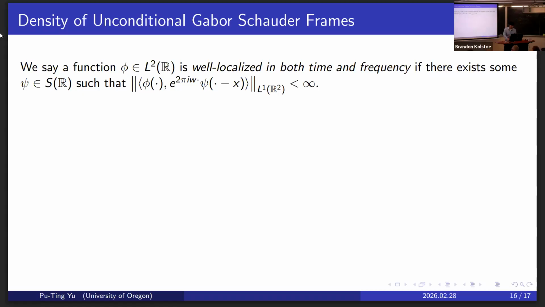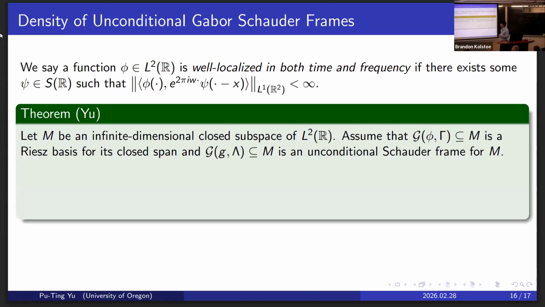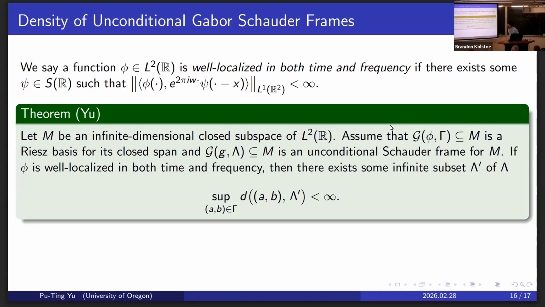Okay, so now I'm going to present my distance criterion. So assume that we have an infinite dimensional closed subspace M of L2R, and assume that this Gabor system G(phi, Gamma) is a Riesz basis for its closed span. And this Gabor system G(phi, Lambda) is an unconditional Schauder frame for M. Then in this case, if this generator phi is well localized in both time and frequency, then it turns out there must be some infinite subset Lambda prime of Lambda, associated with this unconditional Schauder frame, such that the supremum of this distance must be finite.